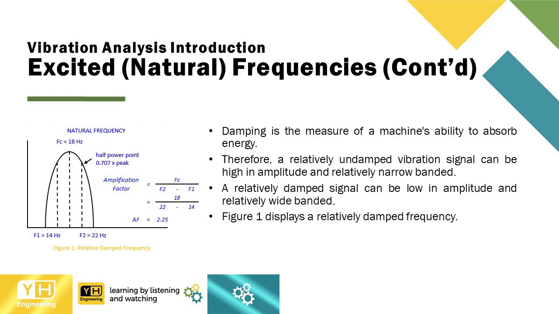Damping is the measure of a machine's ability to absorb energy. Therefore, a relatively undamped vibration signal can be high in amplitude and relatively narrow-banded. A relatively damped signal can be low in amplitude and relatively wide-banded. Figure 1 displays a relatively damped frequency.